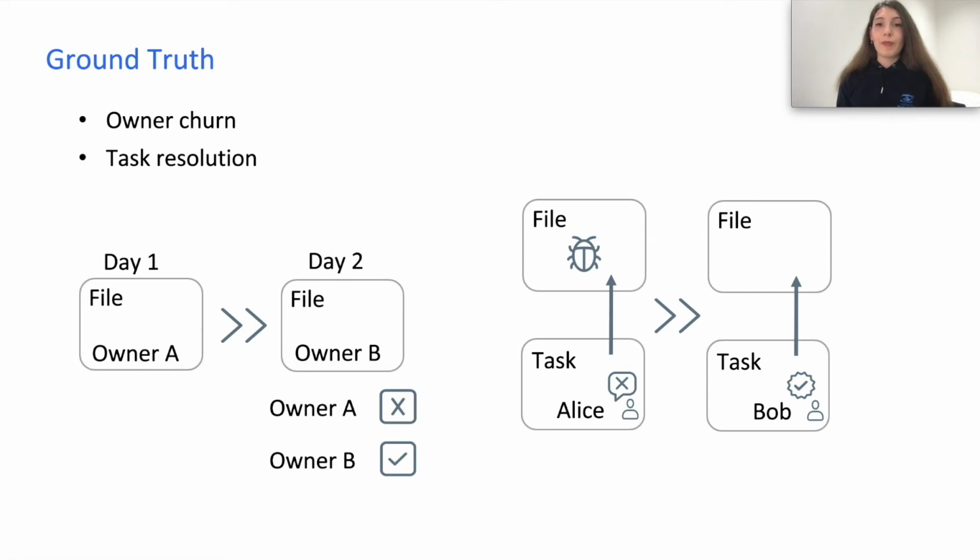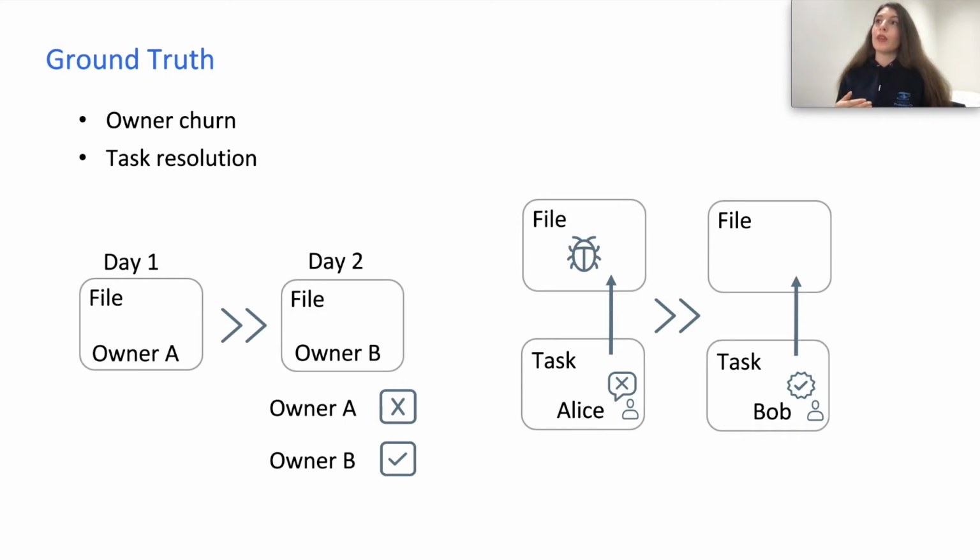To train our ML model, we need some labeled data to use as ground truth. We have two main strategies to gather this ground truth for files. One is owner churn and the other is task resolution. By owner churn, what we mean is when the annotation inside the file for the owner changes from, let's say, owner A to owner B. In this case, we will record a positive label for owner B and the given file and a negative label for owner A and the file.